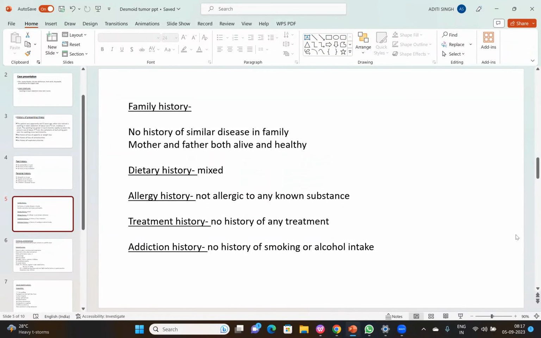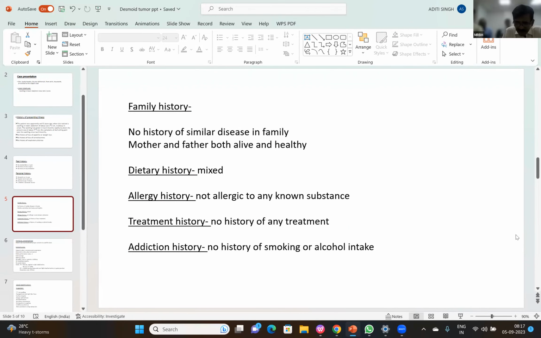FAP, familial adenomatous polyposis syndrome. So, if you have other family members having familial adenomatous polyposis, which is because of mutation in which gene? APC gene. So, patient having other family members with history of familial polyposis or carcinoma colon may have desmoid tumors, number 1.